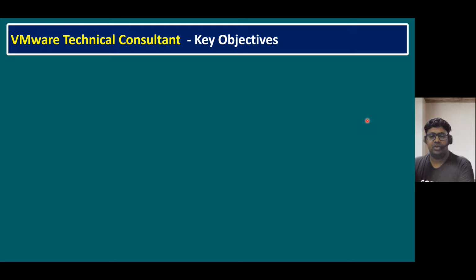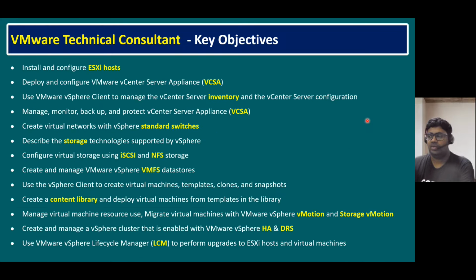Here, I'm mainly focusing on our core competency, VMware. Who are VMware technical consultants? For them, the more relevant key objectives are covered with all these points. Let's say the key concepts include ESXi, vCenter Server, and also networking concepts and storage switches. When it comes to storage concepts, we have iSCSI, NFS, and VMFS, content library, and also the vCenter features. These are all the key objectives for a VMware technical consultant.